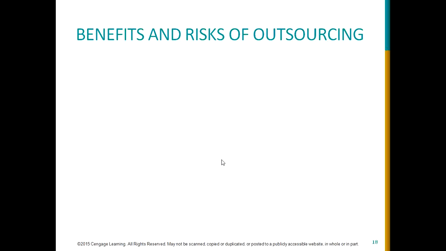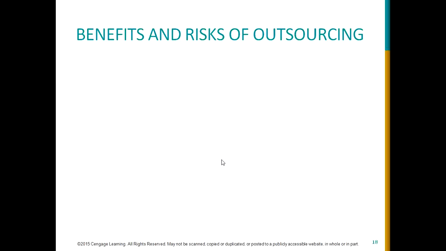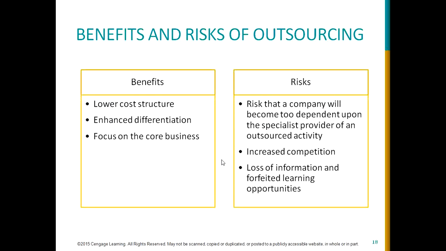Benefits and risks of outsourcing. This is another important part, where strategic outsourcing has several advantages. It can help a company to lower its cost structure, increase product differentiation, and focus on distinctive competencies. They are vital for long-term competitive advantage and profitability. Lower cost, enhanced differentiation, focus on core business, or risk of outsourcing, and all. You can understand how important this is for the benefits of outsourcing. Now, hold-up, increased cost, competitive loss of information, and forfeited learning opportunities.